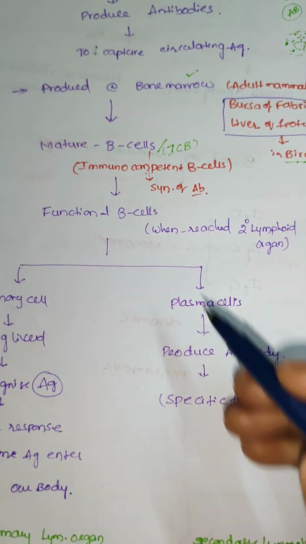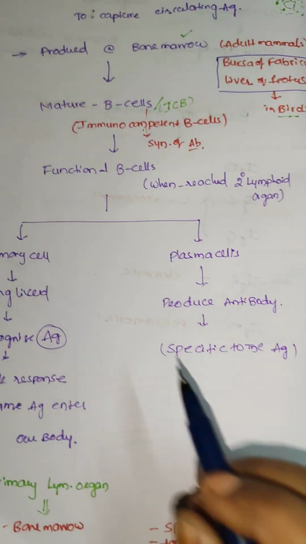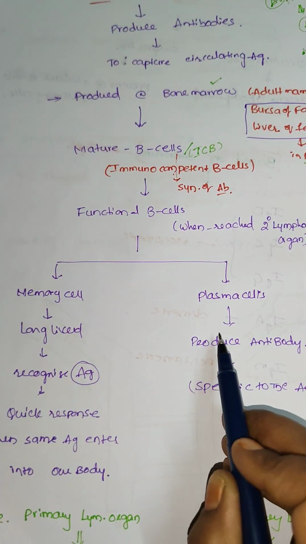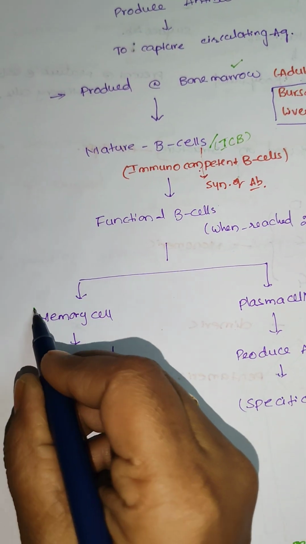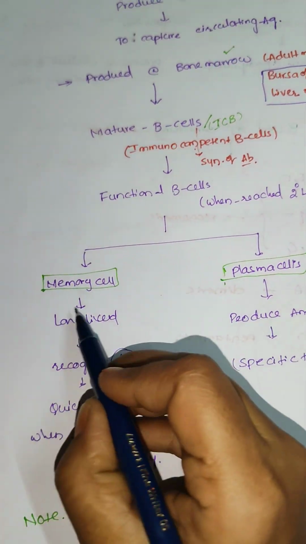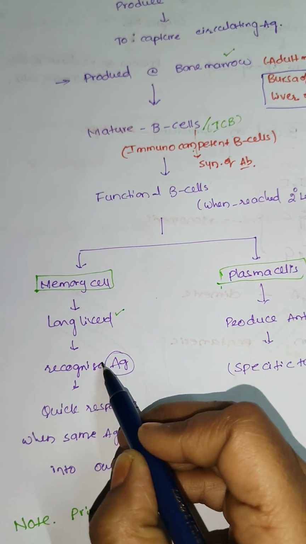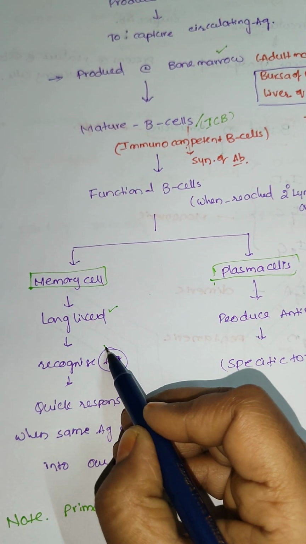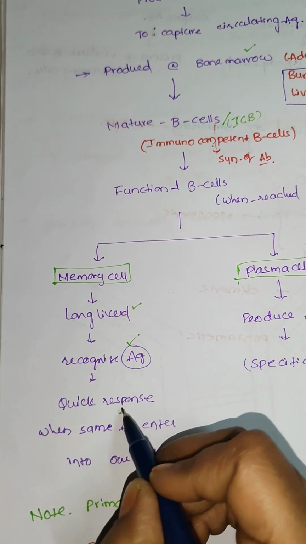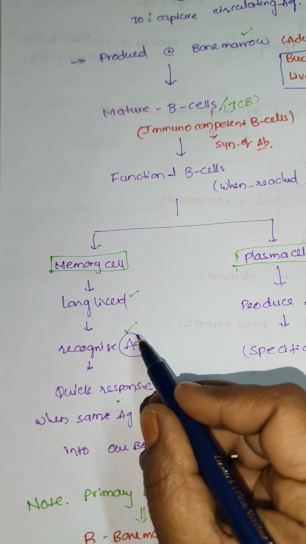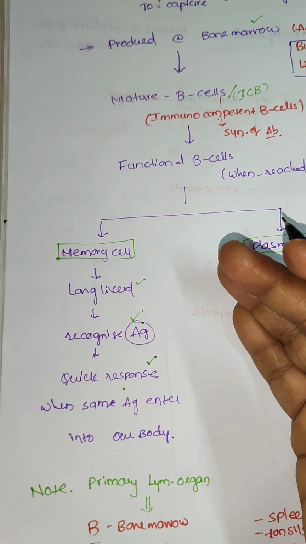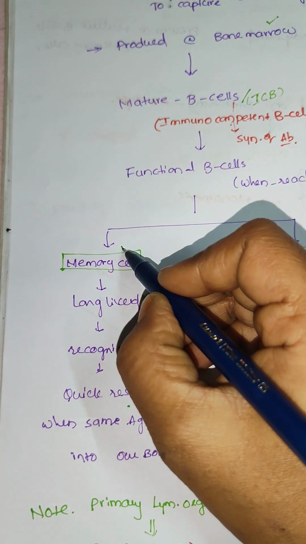When the mature B cells reach the secondary lymphoid organs, they become functional B cells. Then the functional B cells turn into two types of cells: memory cells and effector plasma cells. The memory cells are long lived and can memorize, storing the information regarding whichever antigen enters our body. They show a quick response when the same antigen enters our body again. That is the importance of the memory cell.